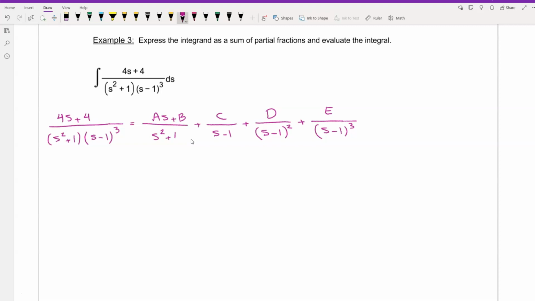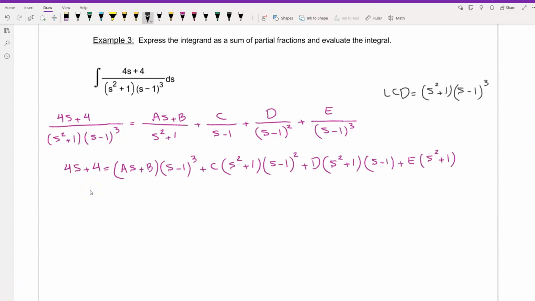So in this case, we have to multiply both sides of the equation by the least common denominator. I multiply both sides by the LCD, and what we have on the left is 4s + 4 equal to, on the right side, (As + B)(s − 1)³ + C(s² + 1)(s − 1)² + D(s² + 1)(s − 1) + E(s² + 1).